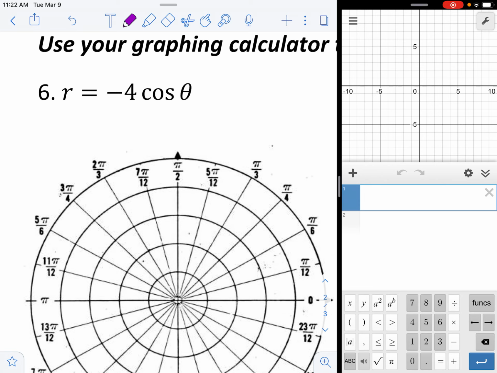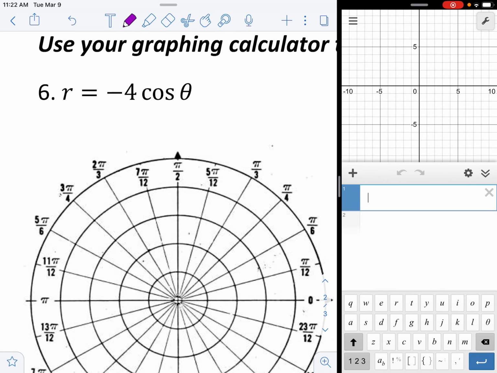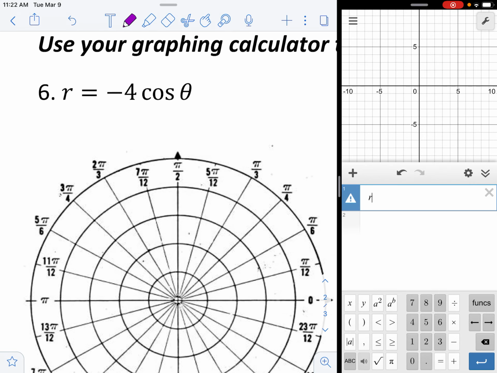So I'm going to click where it says 1, and I'm going to type r equals. There is no r on my screen right now, so I have to hit ABC. Then I can choose r, and go back to 1, 2, 3 to get the equal sign. Then I need a -4, and then cosine of theta. Notice if I put r equals -4, it gives me a circle, like we knew: center (0, 0), radius 4.